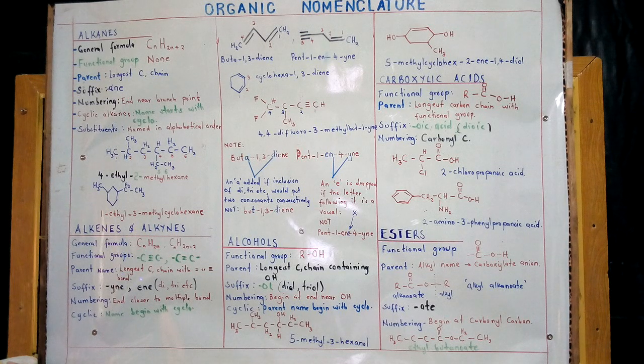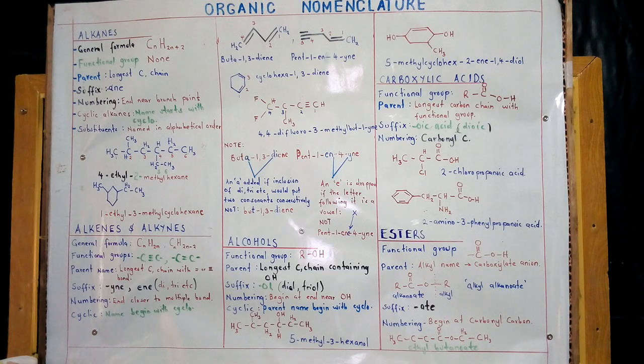The parent name is the longest carbon chain containing either the triple or double bond, and then the suffix is -yne for alkynes and -ene for alkenes, and then they can be preceded by di, tri, etc., denoting the appearance of 2 double bonds, 3 double bonds, etc. And then the numbering ends closer to the multiple bonds. Just as we chose the numbering to start at the end near the branched point, this is also the case here, but we choose the end closer to the multiple bond.